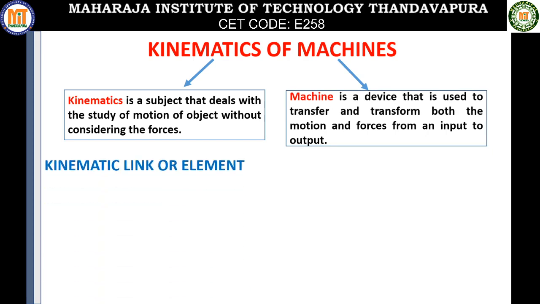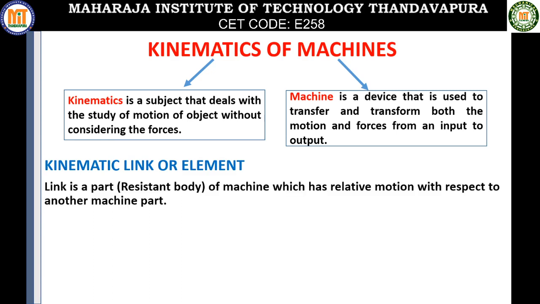Coming to some of the basic definitions of kinematics of machines, the first one is the kinematic link or element. A kinematic link or element is basically a resistant body. A resistant body here means that it doesn't deform easily when it is applied with some forces or loads. In fact, a link is a part of a machine which has relative motion with respect to another machine part.